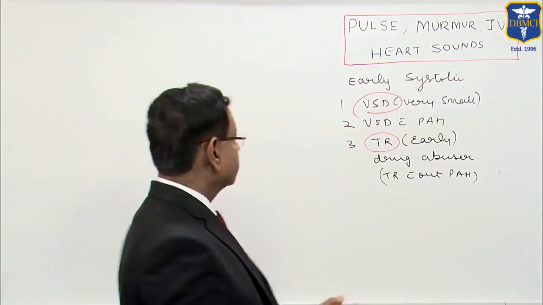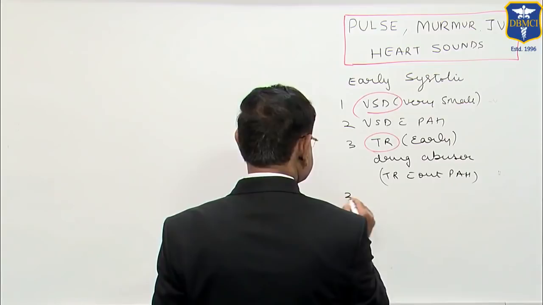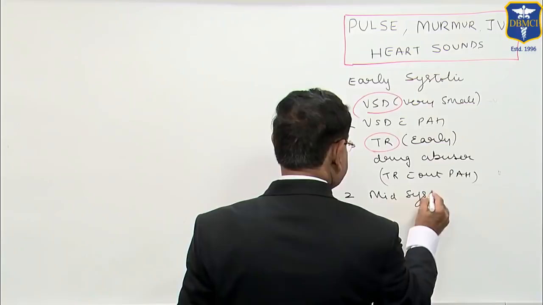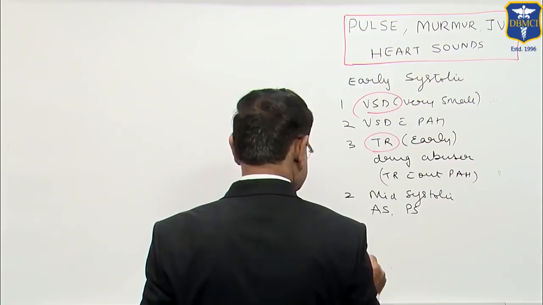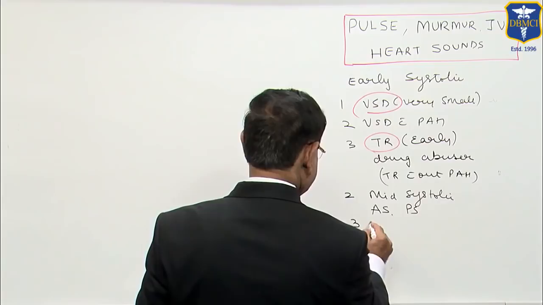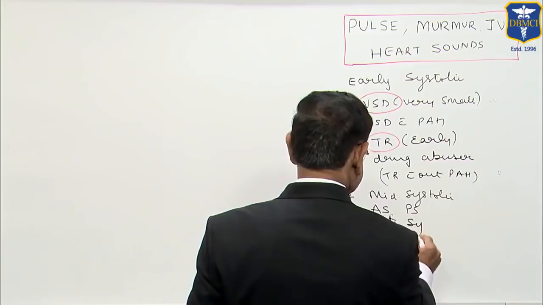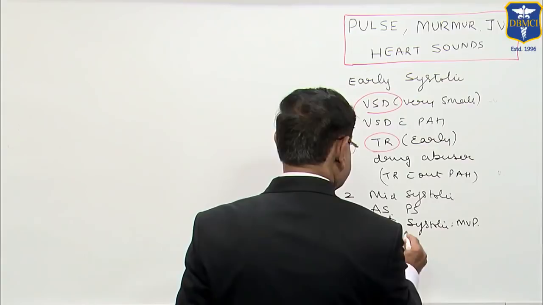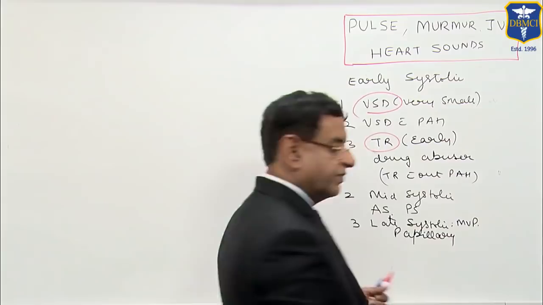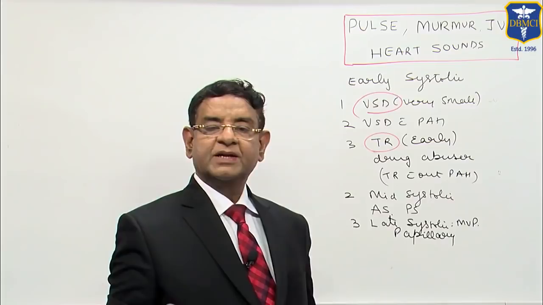Now, conditions where we get a mid-systolic murmur: you get this in AS and in pulmonary stenosis. Okay. Now I talk about late systolic murmur. This we see in MVP and papillary muscle dysfunction. Papillary muscle dysfunction is classically seen in acute myocardial infarction.